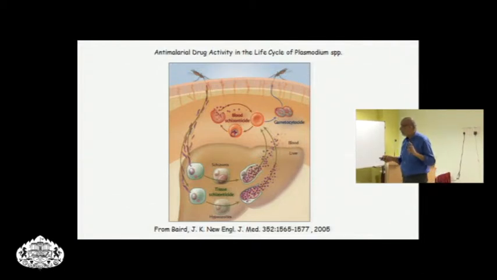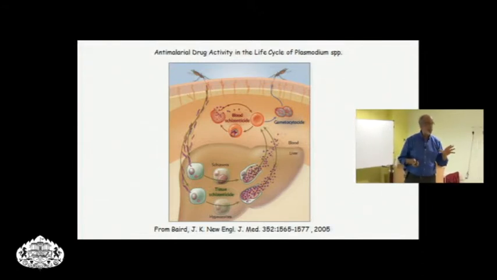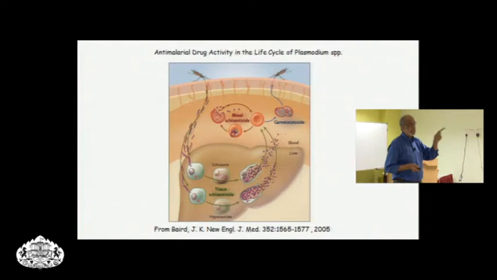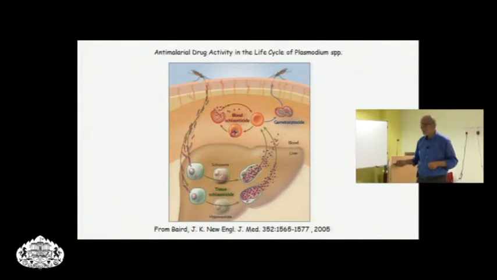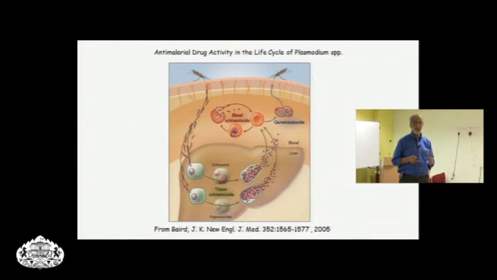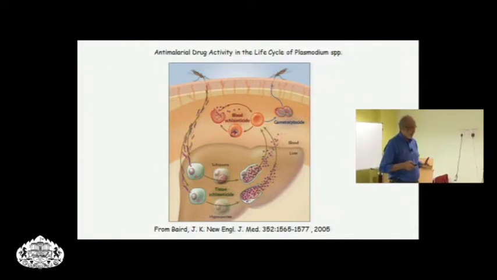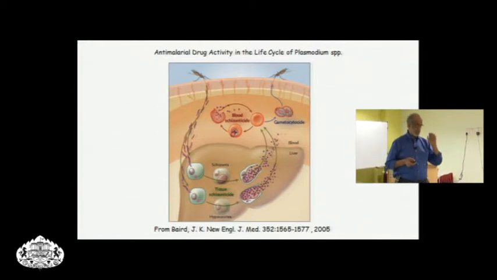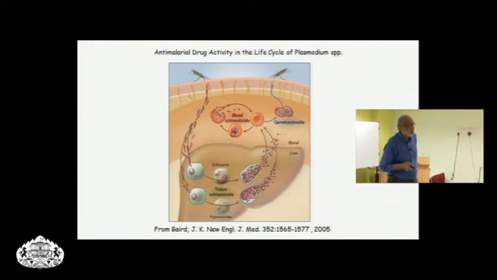So we have drugs that would kill schizont cells, dividing cells in the liver. But we have only one drug that is approved right now that will get rid of the hypnozoites. That's called Primaquine. It's the only drug available that can be used for what they call radical cure of malaria. Plasmodium vivax malaria is the one that has recurrent infection. So you have relapsing malaria that you can get rid of only by treating with Primaquine right now. And Primaquine has some problems, such as hematological problems in people who have glucose-6-phosphate dehydrogenase deficiency and so on.